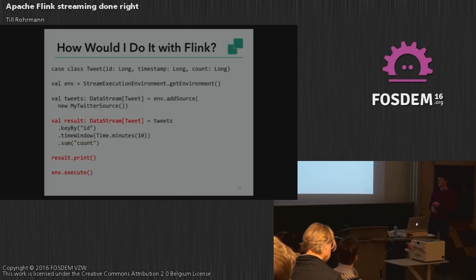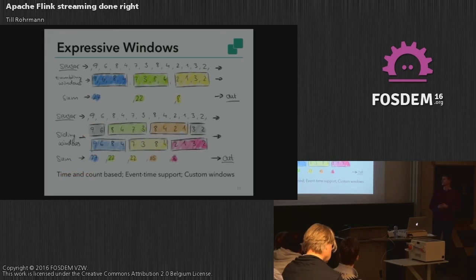Okay, that's the job. This gives us a new data stream where the tweet now contains the counts for the impressions of the last 10 minutes. And in order to execute the program, you have to specify a sink. In our case, it's simply printing it out. And then we have to trigger the execution by calling execute. Okay, that was quite easy, I guess.